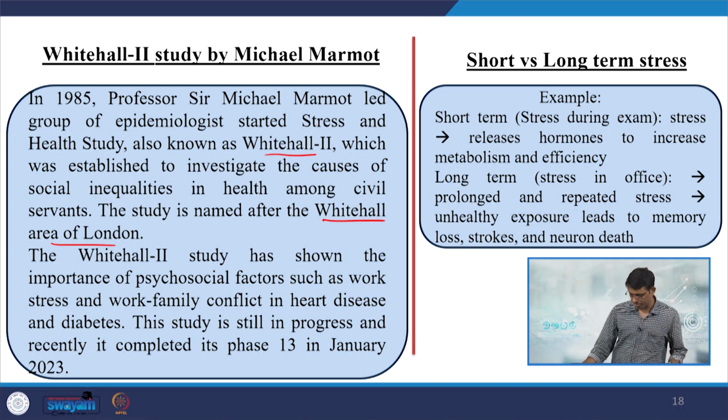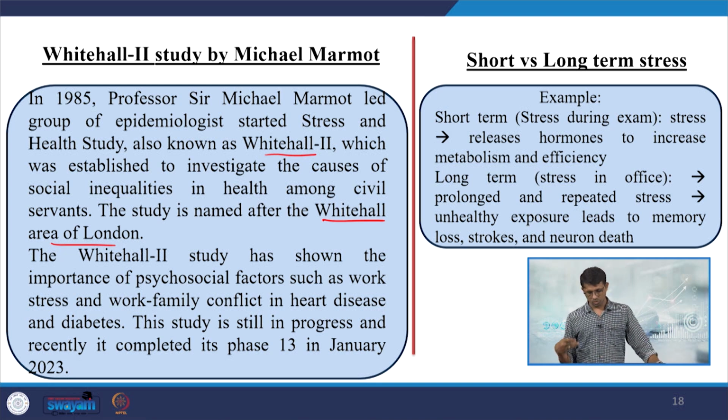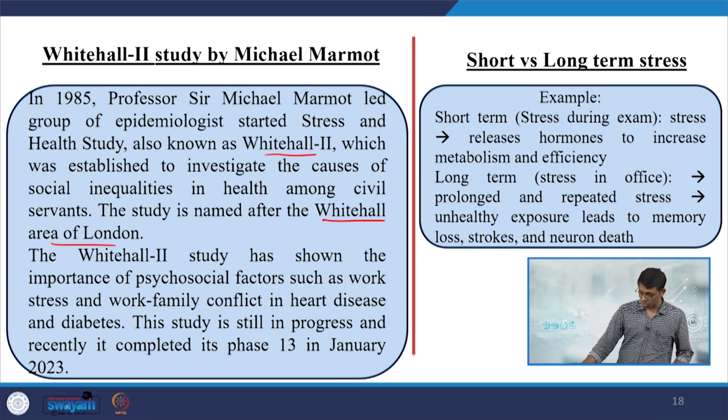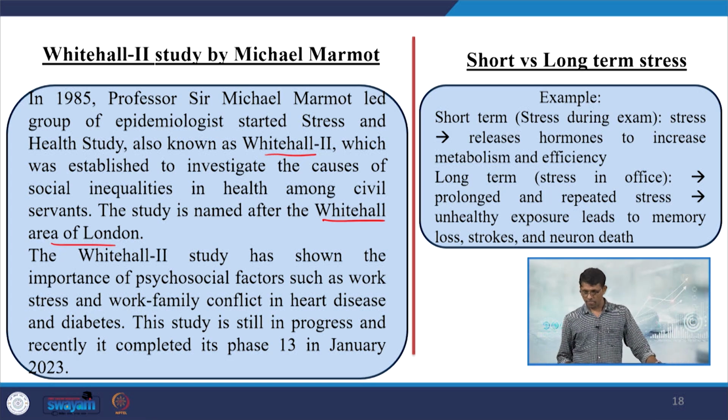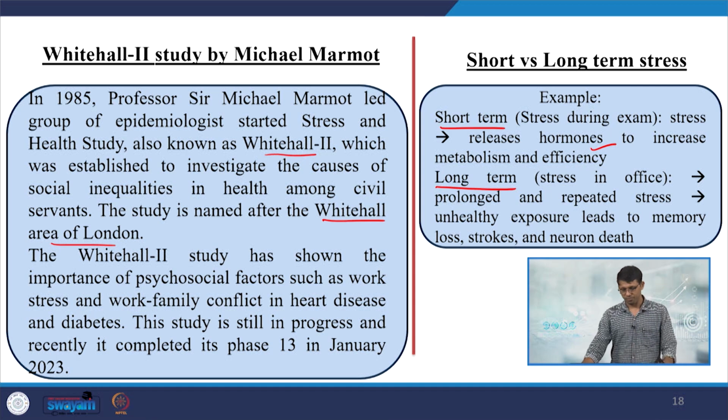Short term stress, maybe like exam stress, releases hormones to increase metabolism and efficiency, whereas long term stress, like stress in office etc., has prolonged consequences, and this long term stress is usually repetitive, and hence unhealthy exposure leads to memory loss, strokes and neuron deaths etc. So, there are different interpretations for short term and for long term. In the short term it might be efficient to some extent, but in the long run it might create problems. In their work they emphasize long term issues largely.